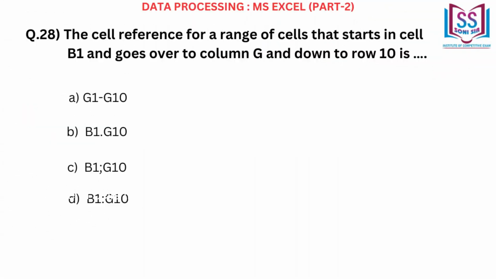The cell reference for a range of cells that starts in cell B1 and goes over to column G and down to row 10 is A. G1 to G10, B. B1 dot G10, C. B1 semicolon G10, D. B1 colon G10. Correct answer D. B1:G10.